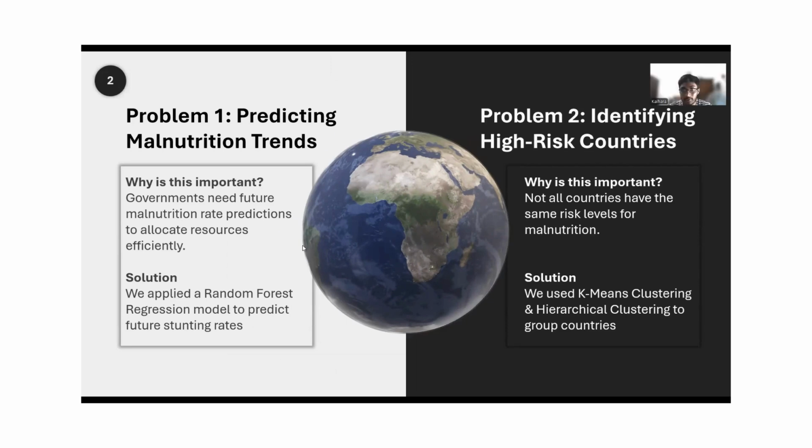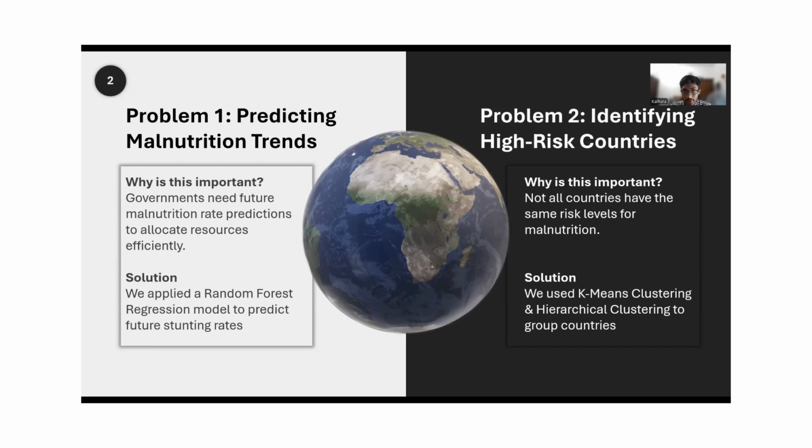Next, I will explain the real-world problems and solutions. Malnutrition is a complex issue and different countries face different challenges. We identified two key problems that our project could help solve. The first problem: predicting malnutrition trends. Governments and NGOs need to know how malnutrition rates will change in the future. If the rates are expected to rise, they need to take immediate action. If the rates are falling, they need to understand what's working and expand those efforts.